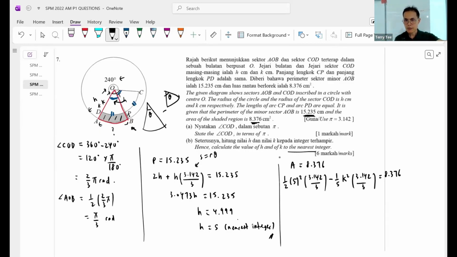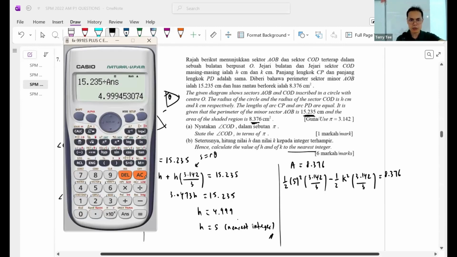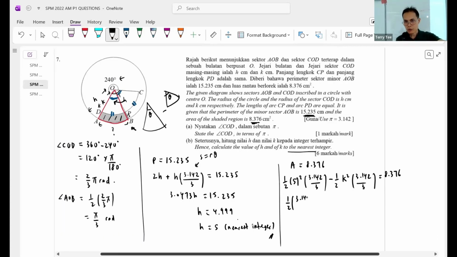Can we simplify this? Sorry, I wrote this as 1 over 5, this is 1 over 2. You can choose to factorize. I factorize mentally, I don't want to type so many things. This is what I do. I take 1 over 2, maybe I show you in working. 1 over 2, 3.142 over 3, 5 squared is 25, k squared, equals 8.376.